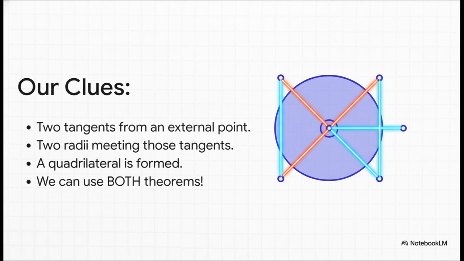And 3, if you look at the shape they make together, the center, the 2 tangent points, and the outside point, it's a 4-sided shape. It's a quadrilateral. This is our aha moment. It means we can use our tangent radius theorem for sure.